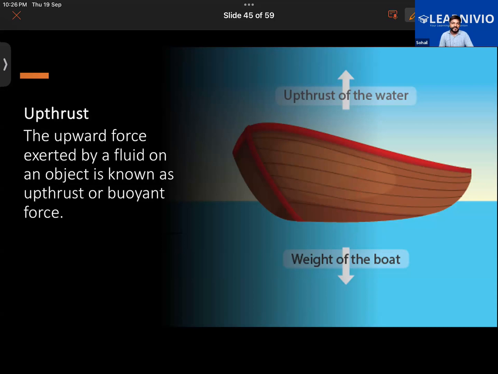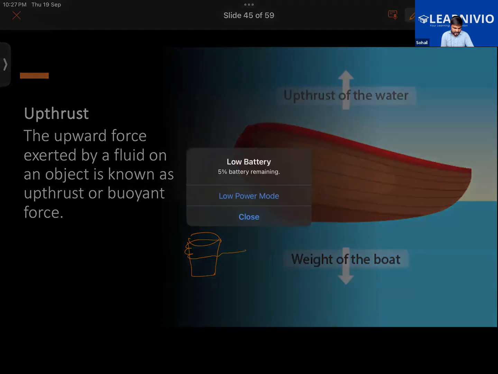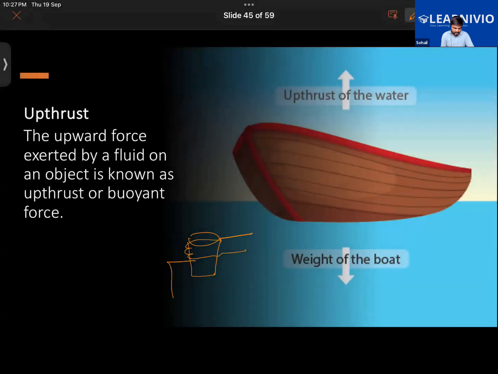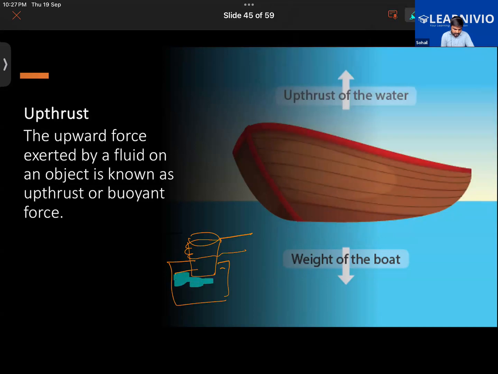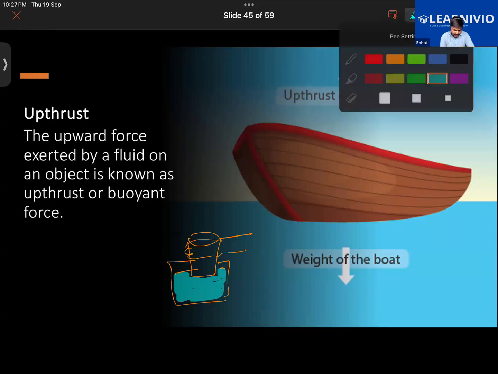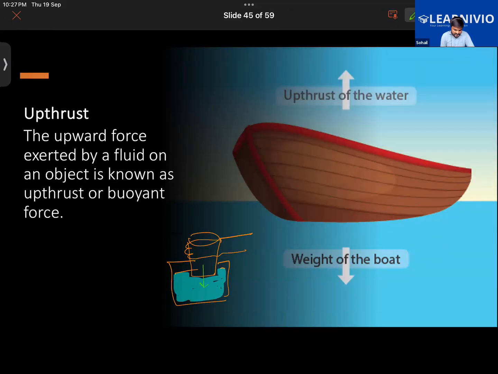We can understand the buoyant force with an example. Take a glass like this, hold the empty glass in this manner, and try to sink it in a tumbler or a bucket of water. You try to push the glass in the downward direction. Will there be any resistance from the water? Will you see any upward force on this empty glass?